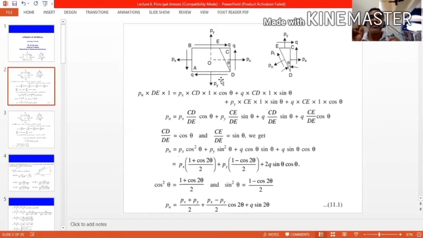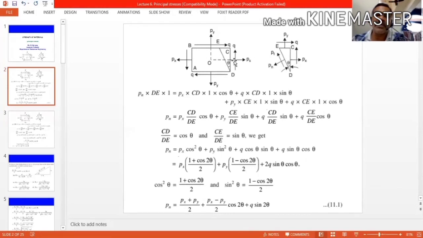I am taking only one point in that member. At that point, a number of stresses are acting. So this is that point. Here I have shown it like a body, but this is a point. At that point, a number of stresses are acting.